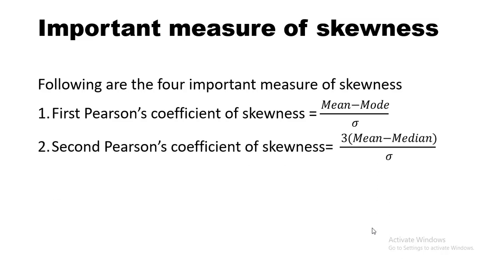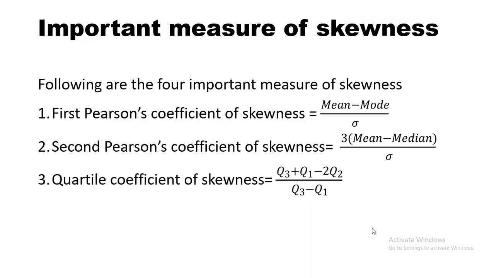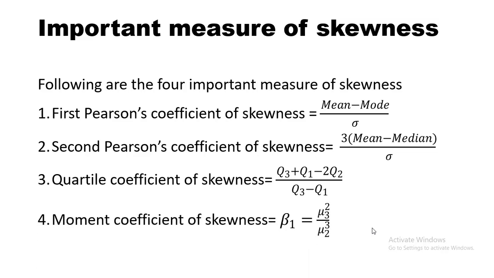Second Pearson coefficient of skewness, which equals 3 times (mean minus median) divided by the standard deviation. The third coefficient is called the quartile coefficient of skewness. The formula for that skewness is (Q3 plus Q1 minus 2 times Q2) divided by (Q3 minus Q1). And the fourth coefficient is called the moment coefficient of skewness, which is represented by beta 1.